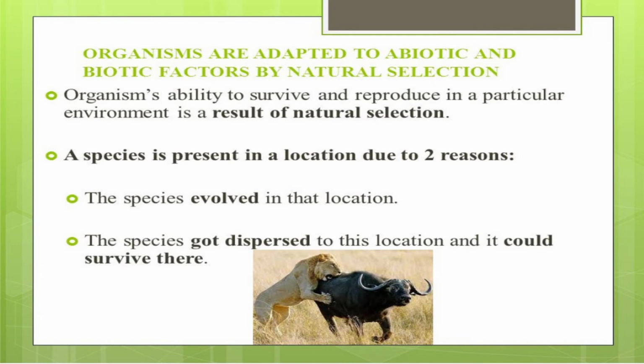Now this is the clip in front of you, showing that organisms are adapted to abiotic and biotic factors by natural selection. An organism's ability to survive on others, and reproduce in a particular environment is a result of natural selection. A species is present in a location for two reasons: number one, the species evolved in that location, and second, the species was dispersed to this location and it could survive there.